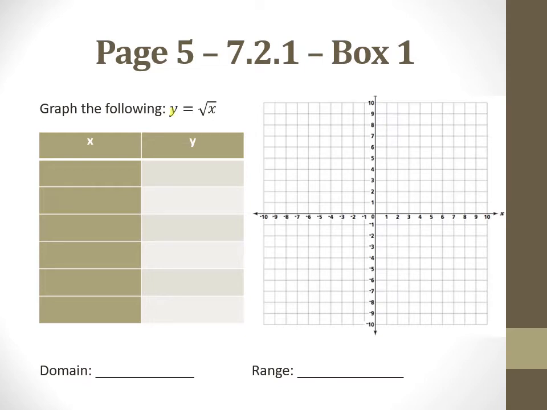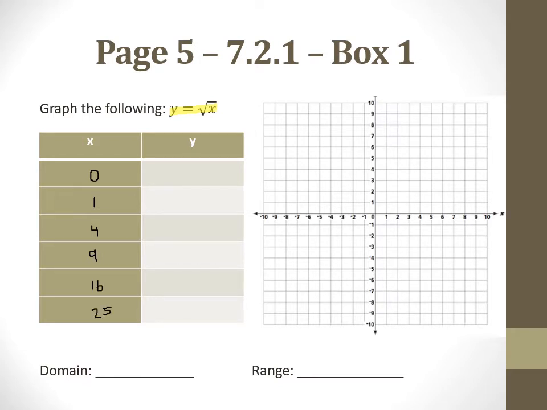So we're going to start nice and simple. Square root of x is the simplest radical function that you could have. So let's think about what x values would be nice to plug into this. What x values do we know the square roots of? Well, we're going to start with 0, but then let's think about what other numbers are perfect squares. Numbers like 1 and 4 and 9 and 16 and 25.